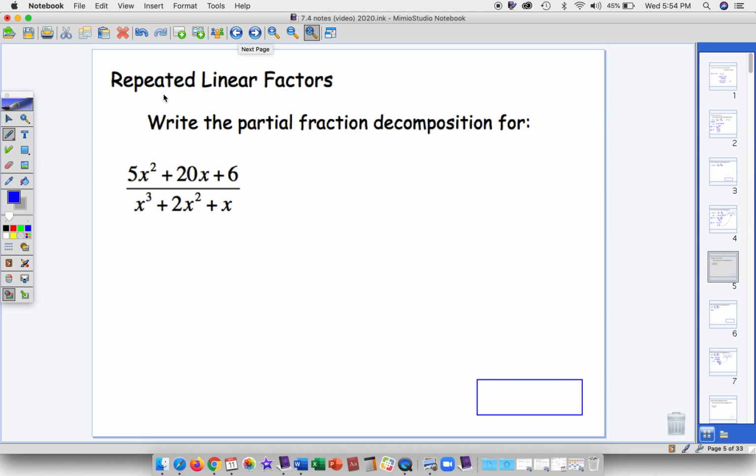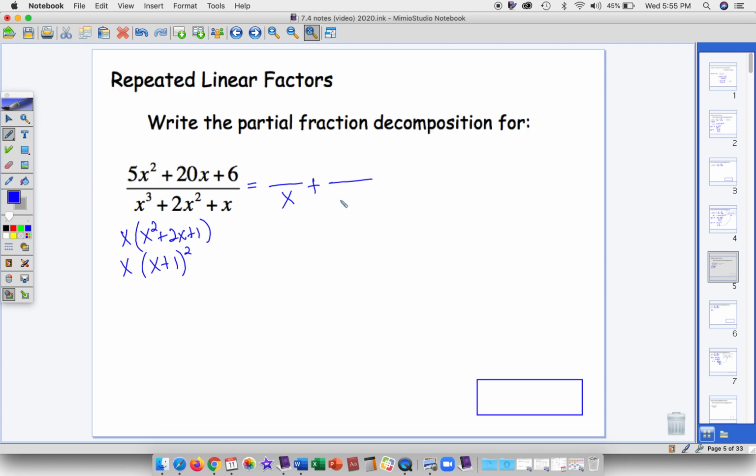Okay, the next type, repeated linear factors. So now when I factor this denominator, I have x and x plus 1 to the second power. So now, again, for every factor, I'm going to have a term. So I'll start with the x. And for each repetition of this factor, I have a term.